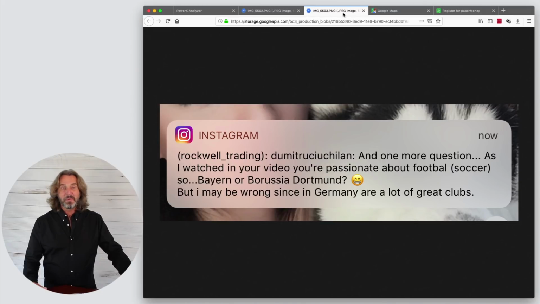Obviously, when I lived in Munich, it was definitely Bayern München. My dad is still a Borussia Dortmund fan. He still lives in Hagen, therefore still a Borussia Dortmund fan. And these days, I'm not following soccer at all anymore. It's pretty difficult when you're in the US.